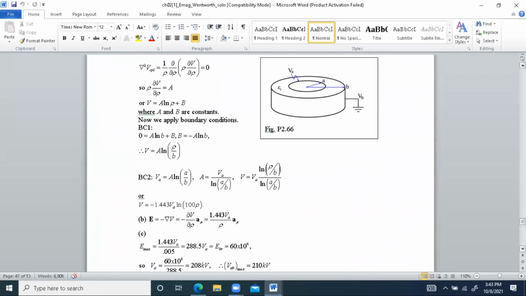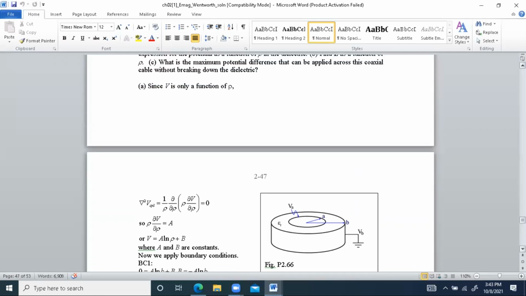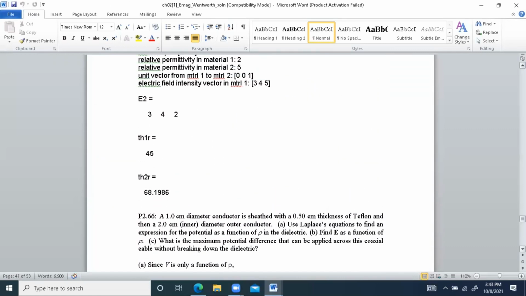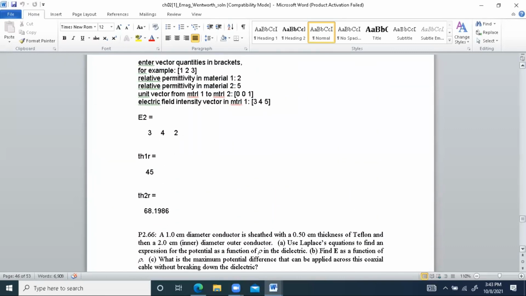Well, this is not a boundary condition problem, but do this one. Do this one as well. Do the two of them as homework.